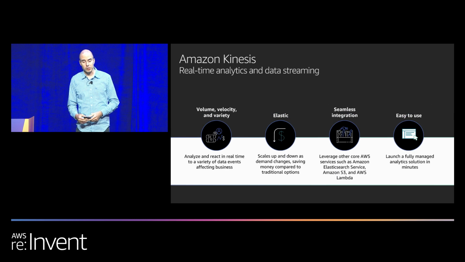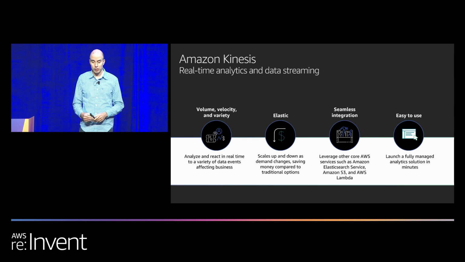The next service is Amazon Kinesis. The Kinesis family consists of 4 core services for data streaming and a 5th service, Kinesis Video Streaming, to enable our customers to stream and analyze video and audio in real time.